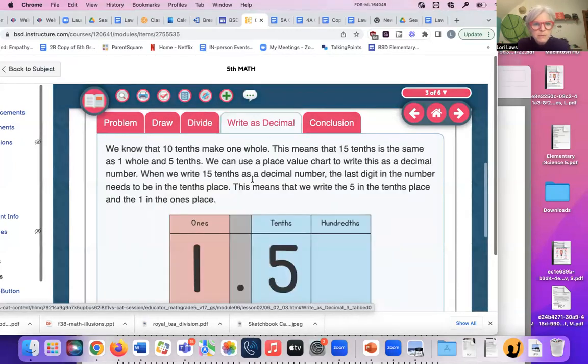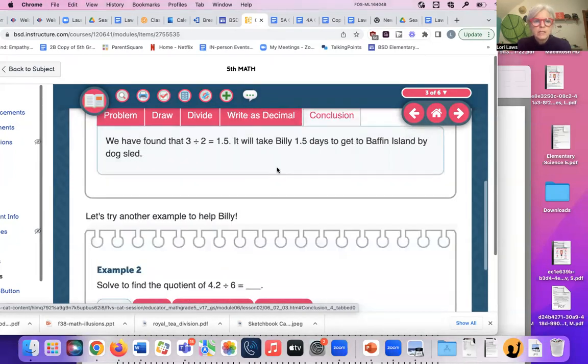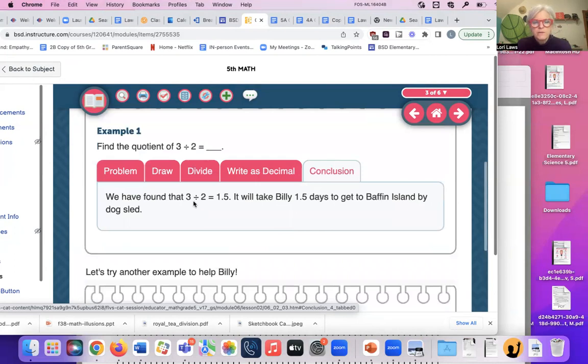How do we write that as a decimal? Well, here's the 15 and it ends in the tenths place. If I wrote it over here with the 1 here and the 5 here, that would be 15 hundredths. It wouldn't even be 2 tenths. So be very careful. The last digit in the number needs to be in the tenths place. Conclusion, we have found that 3 miles divided by 2 miles a day equals 1.5. It will take Billy 1.5 days to get to Baffin Island by dog sled.